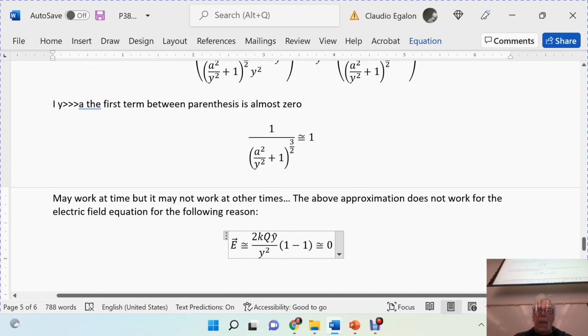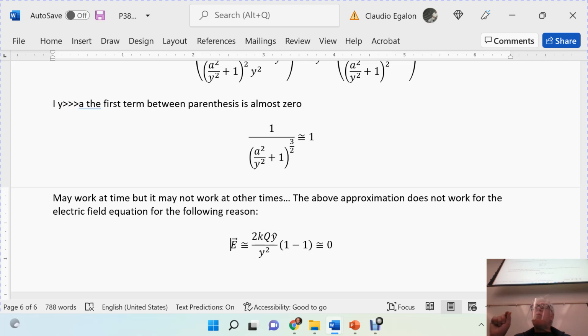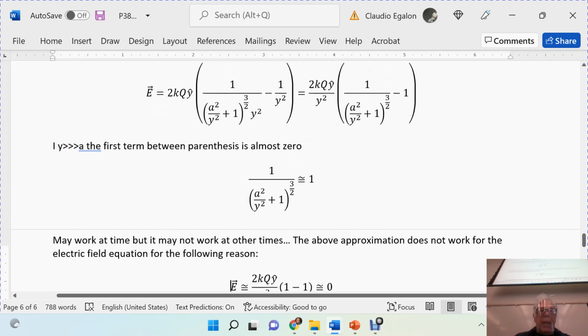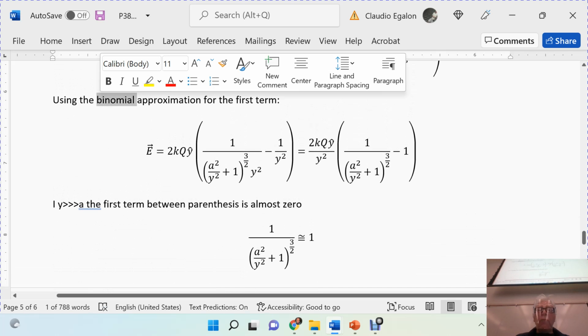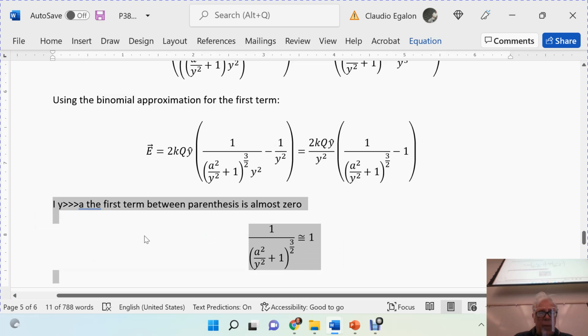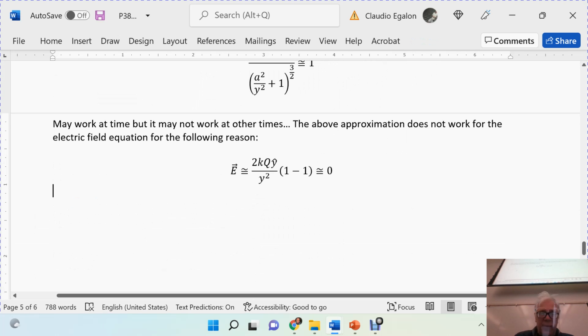So nobody wants to have a trivial solution. We always want to have a solution that's non-trivial. So in order to get the non-trivial solution, we have to use the binomial approximation here in this relation. So instead of saying that 1 divided by this guy here is 1, we're going to go to the next term. So the binomial approximation instead, okay?